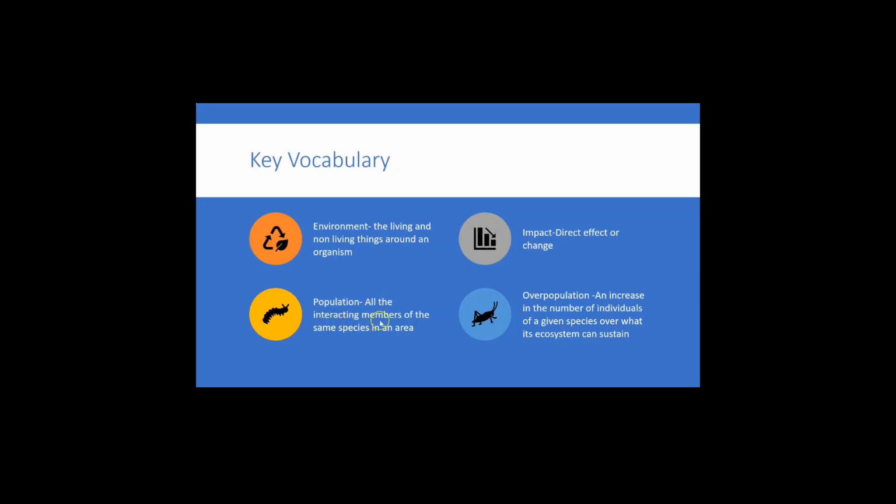Here we have population. Population is all of the interacting members of the same species in an area. So if I'm asking about the population of birds in a specific area, I'm wanting to know how many birds are living there. Overpopulation is an increase in the number of individuals of a given species over what its ecosystem can sustain. So this is when there is too many of that specific type of species.